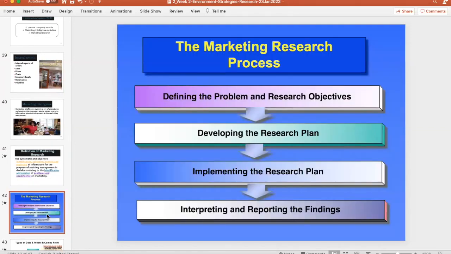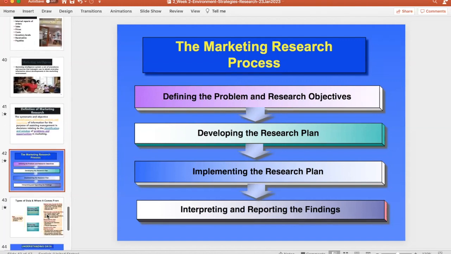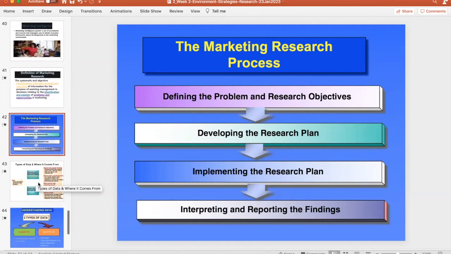So what are the steps? First, you define the problem and the research objectives. Then you think about the research plan. What would be the best method? Should we do an interview? Should we do a questionnaire? Then you implement the method in order to collect the information, and then interpret this information and turn it into a report that can be used by the marketing people.